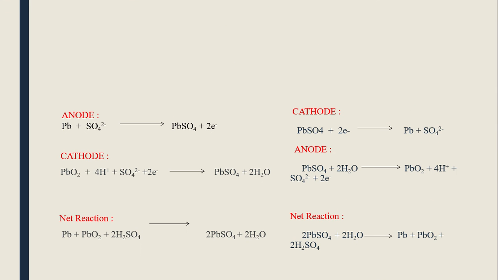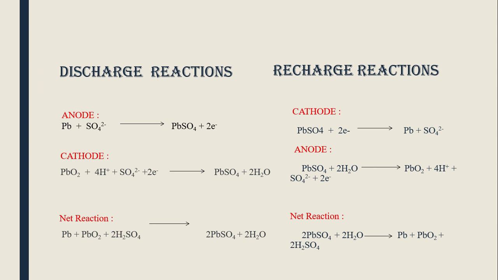If you look at the reactions that are taking place in a lead storage cell during discharge and during recharge, you will see that during the discharge reactions, oxidation takes place at the anode because there is loss of electrons and lead changes into lead sulfate. At the cathode, reduction takes place as there is gain of electrons and PbO2 changes into PbSO4.